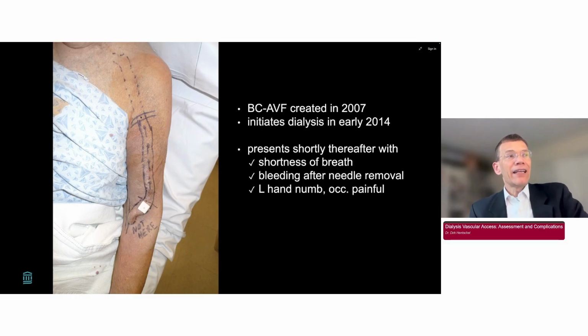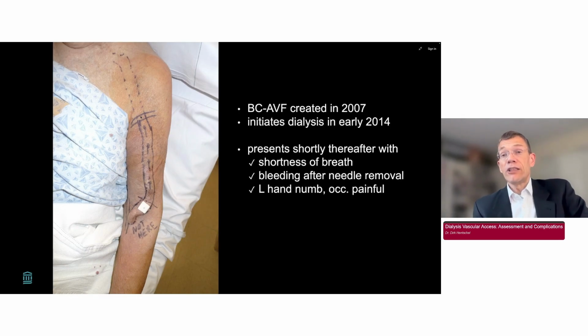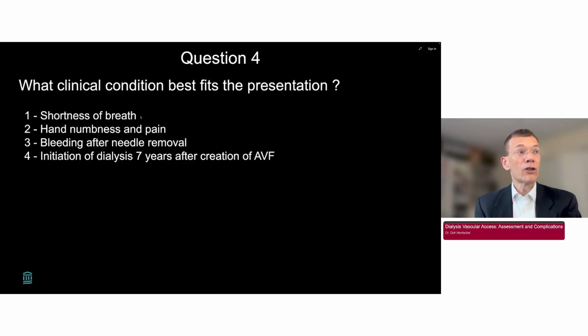Here is a left upper arm brachiocephalic fistula that was created when the patient had an eGFR of less than 20, as the guidelines recommended. And she hangs out for 7 years before she actually needs dialysis, but presents basically around that time when she initiates with shortness of breath, bleeding after needle removal, and she has a left numb hand and it's occasionally painful. She has had this for a little bit. And so the question is, what is going on?